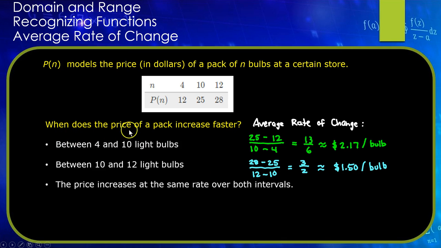So when does the price of a pack increase faster? The price per light bulb, which means the price of a pack should also change accordingly, is certainly going to be higher between 4 and 10 light bulbs. They are certainly not the same rate of change, but it was a higher amount per light bulb for this. So let's try one last one like this.